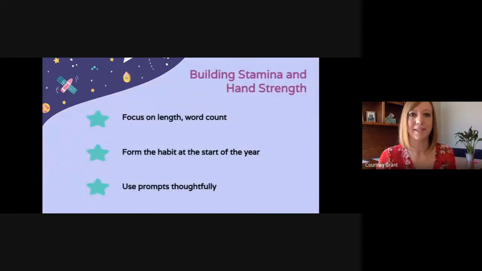First, building up stamina and hand strength. When building fluency is your aim, focus on the length of student writing, the number of actual words that students are able to generate. That is best done by daily writing fluency practice that increases in duration over time to slowly build up your hand strength.